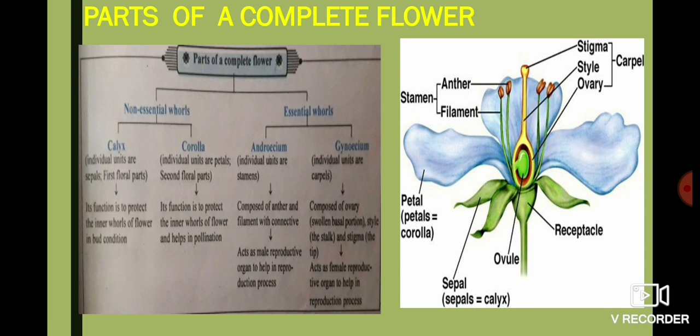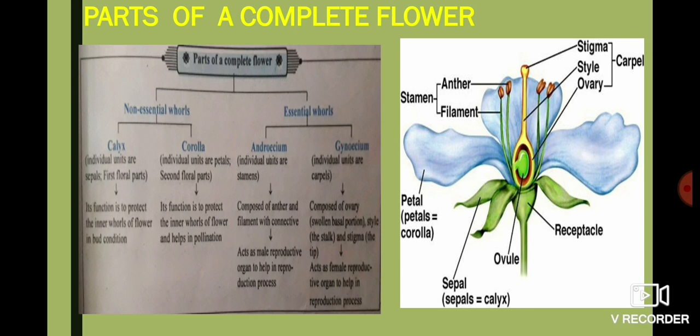Calyx has individual units, and the individual units are called your sepals. What is its function? To protect the inner whorls of the flower in bud condition. That means when they have not developed properly, when it's in the bud stage, not in the proper maturity stage, in that condition calyx is going to protect them. Next part comes your corolla. Individual units will be called your petals, and its function is to protect the inner whorls of the flower and help you in the purpose of pollination.